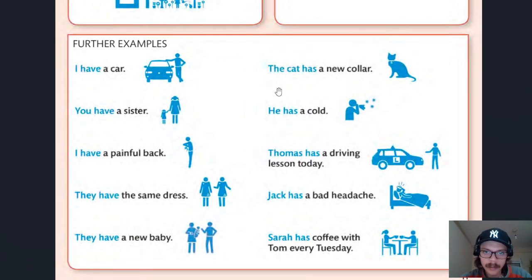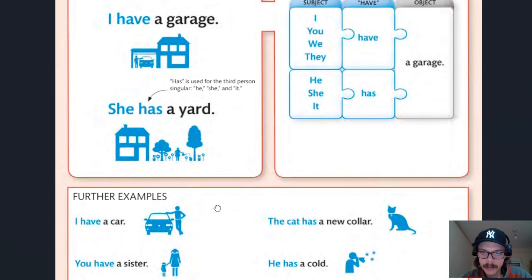I have a car. The cat has a new collar. You have a sister. He has a cold. I have a painful back. Thomas has a driving lesson today. They have the same dress. Jack has a bad headache. They have a new baby. Sarah has coffee with Tom every Tuesday. Good. So, as you notice, that's the same rule that we just discussed above.